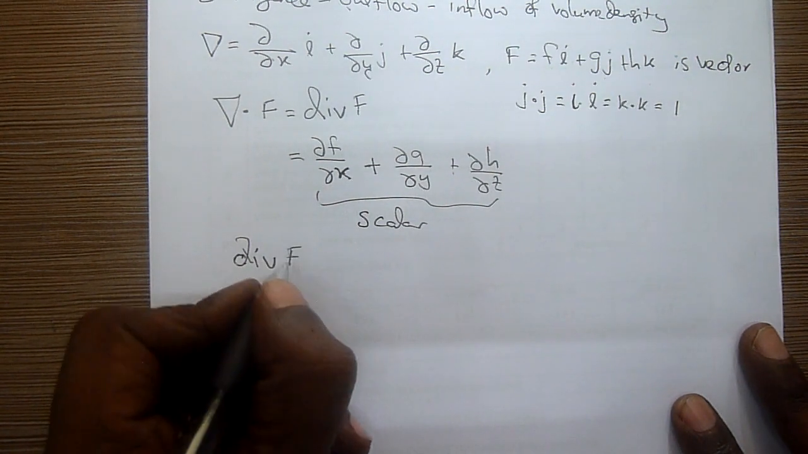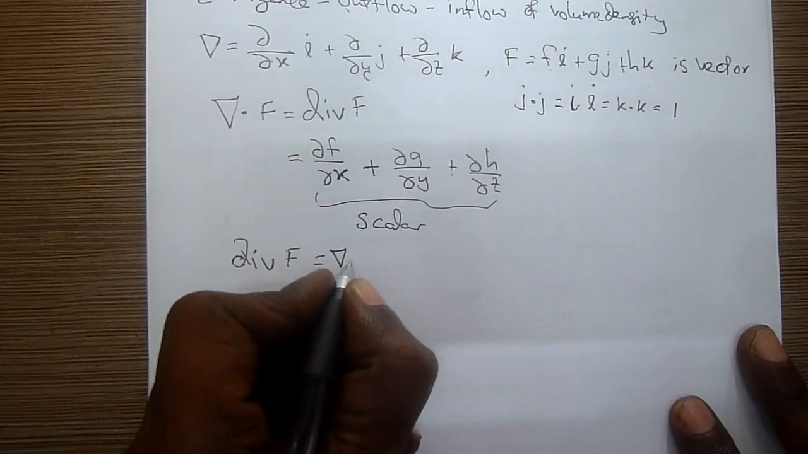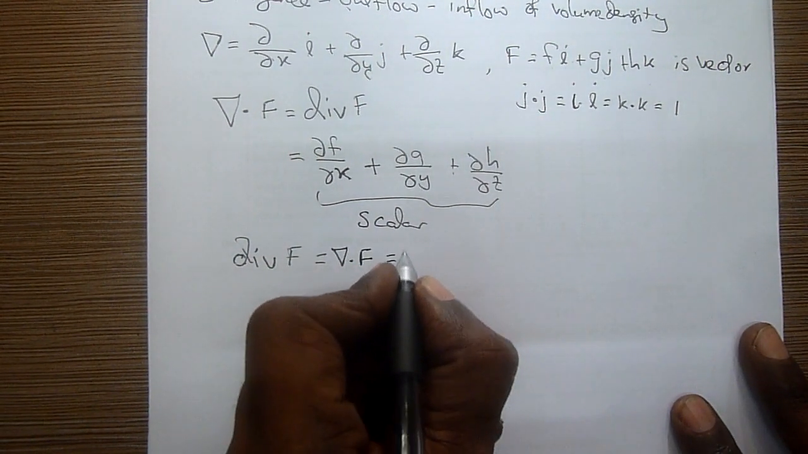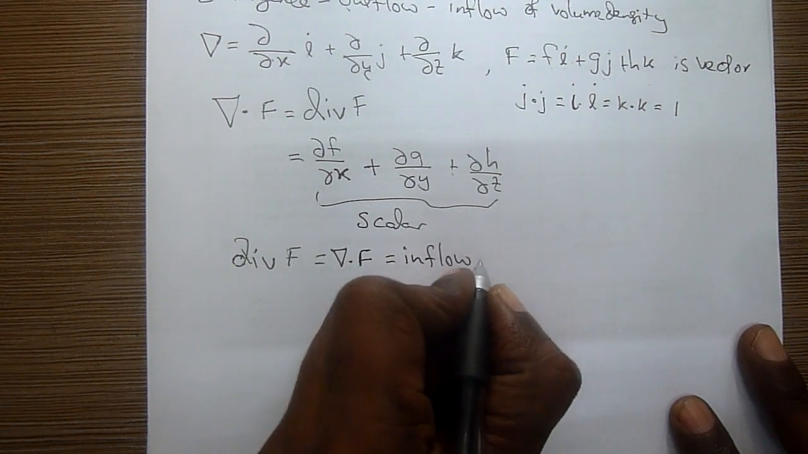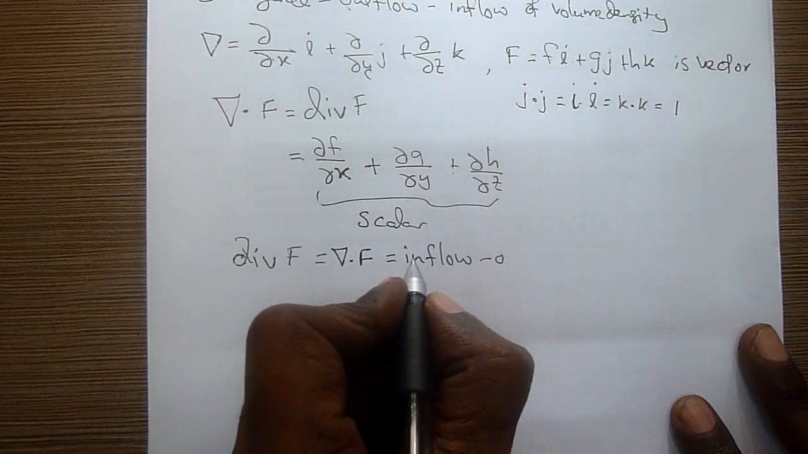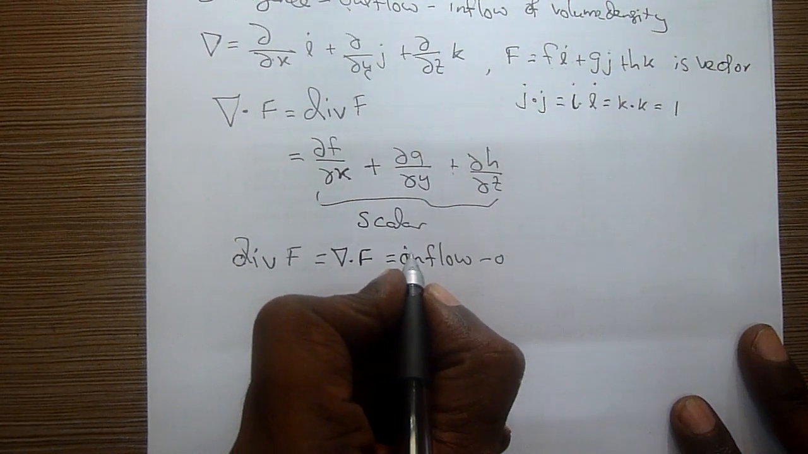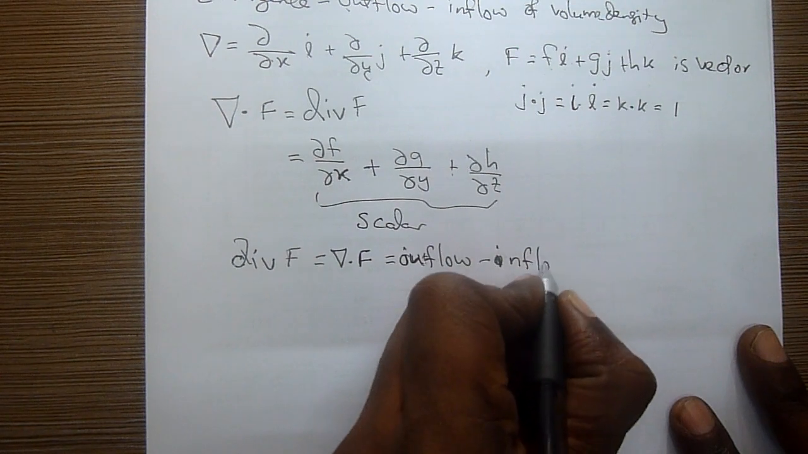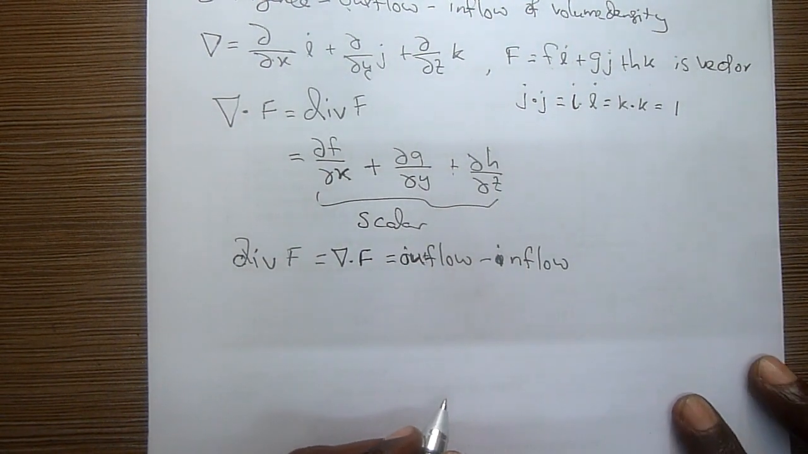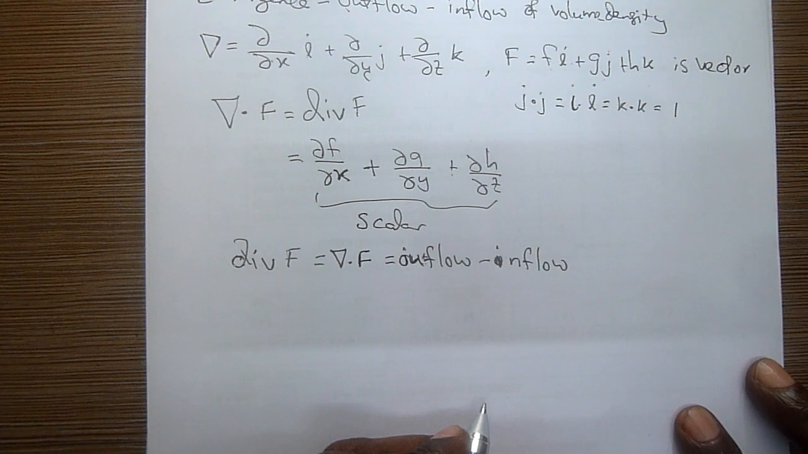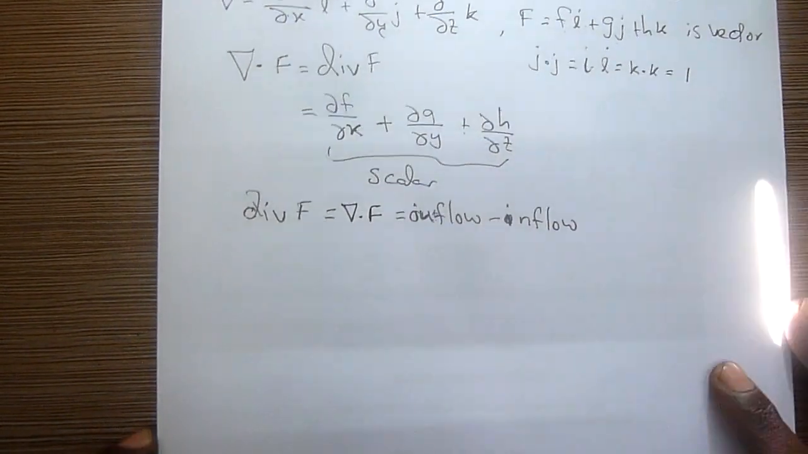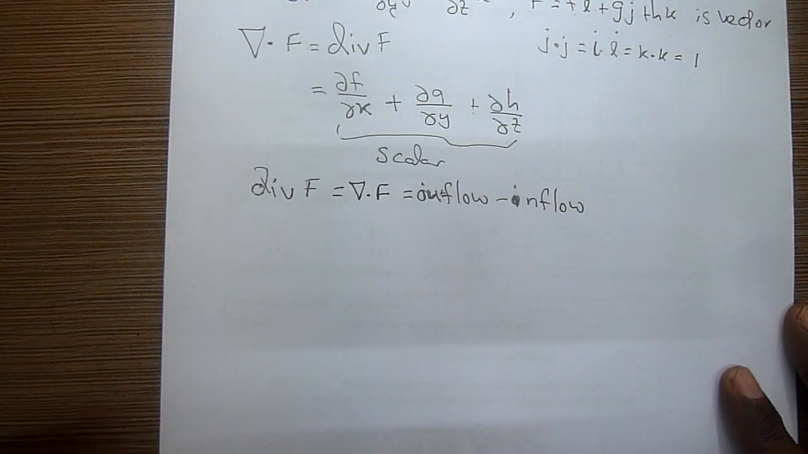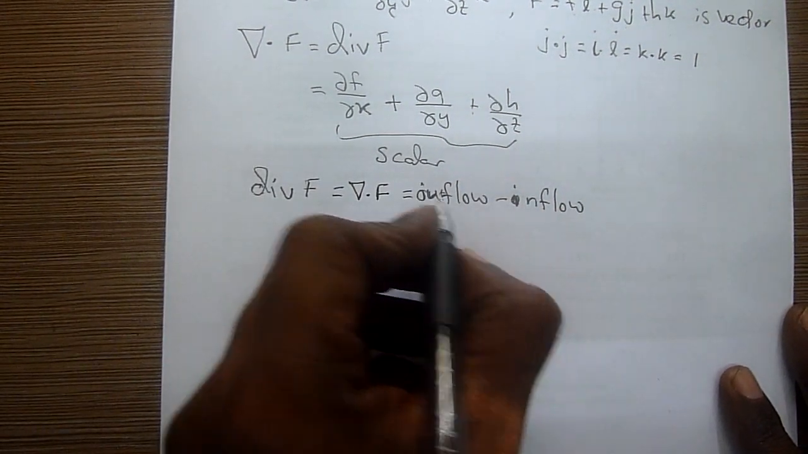Div f can be defined as del dot product with f, and this is basically the definition of inflow minus outflow, with the inflow volume density. Okay, now I'll give you some sketch on this for you to understand what is inflow and outflow.